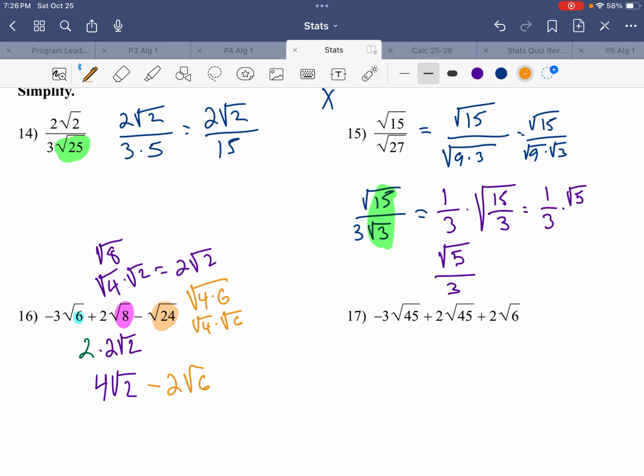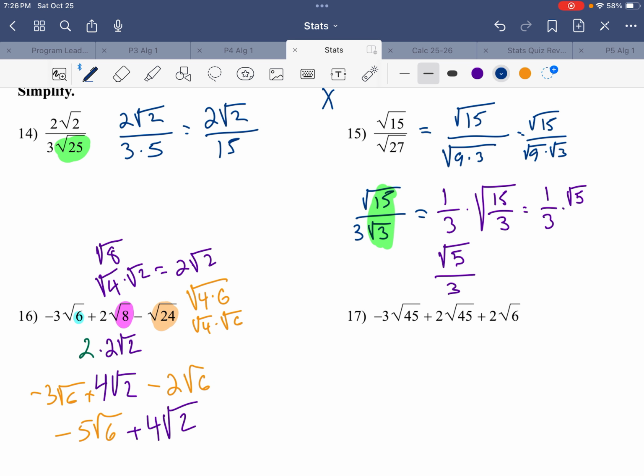Now I already have negative 3 square root 6. And I'm trying to show with the colors that if I'm going to try to combine them, it's negative 3 square root 6 minus 2 square root 6. That's going to be negative 5 square root 6. And I'm adding 4 square root 2.